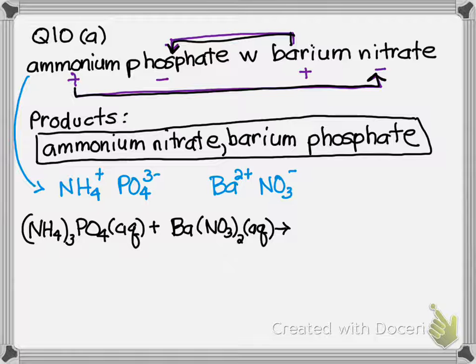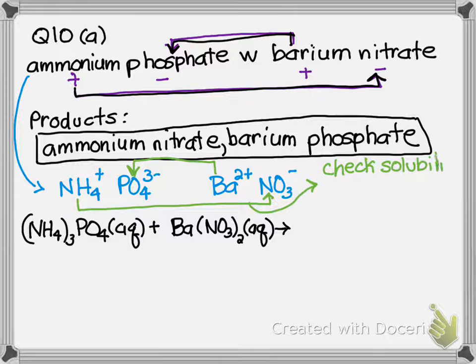And now I need to switch the partners. I know that my ammonium is going to go with the nitrate, because that would be a new plus minus partner. And the barium will go with the phosphate. It's always the 2 outside reactants that go together and the 2 inside reactants. Now, before I just write what's going to happen, I like to check the solubility chart to see if anything is going to form a solid.